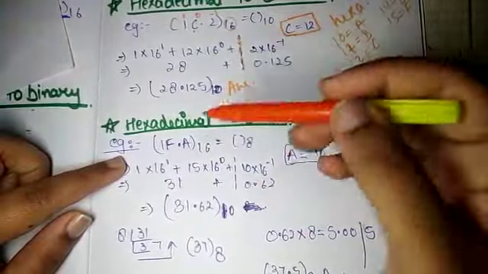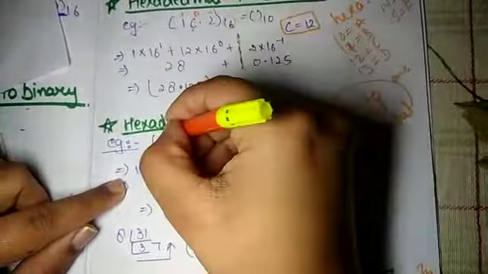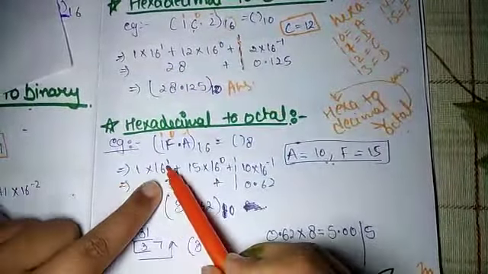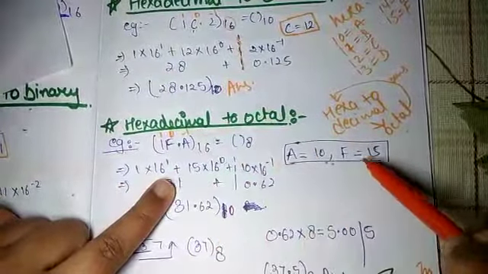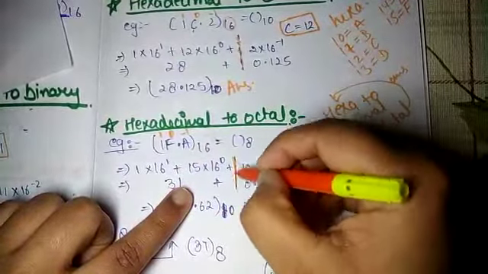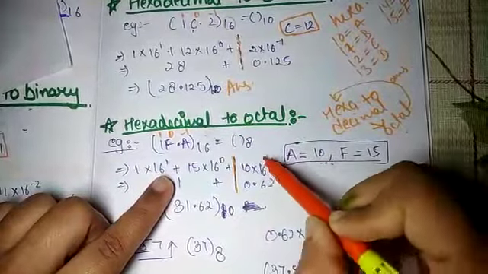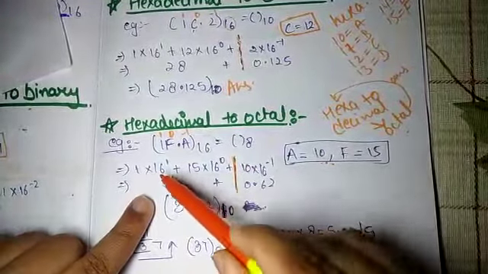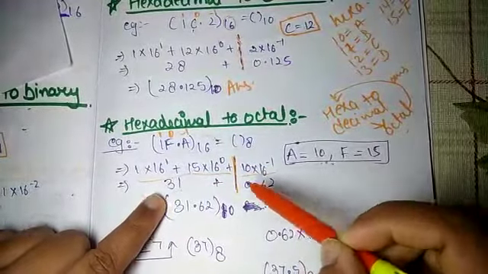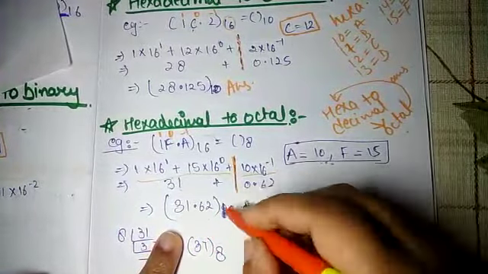So firstly we are converting this hexadecimal value to a decimal value. The powers are 1, 0, and minus 1. So 1 into 16 power 1 plus F means 15 into 16 power 0, plus, there is a separation for our convenience only, A, that is 10 into 16 power minus 1. The summation of this area is 31 and the summation of this is 0.62. Adding both these values, we have 31.62 with base 10.